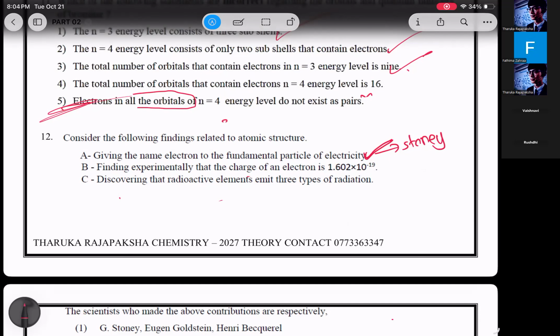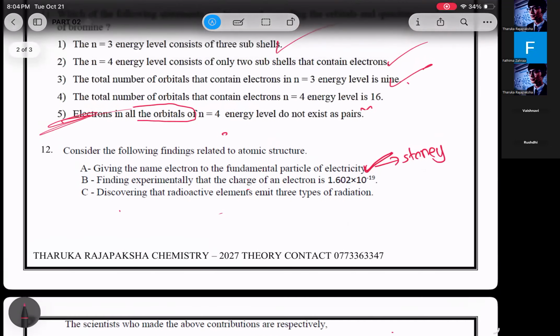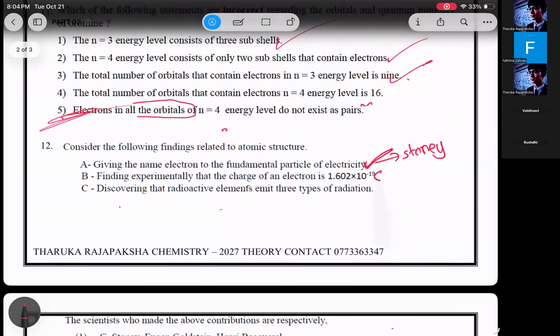Then B, finding experimentally that the charge of an electron is 1.60 times 10 to the power minus 19 coulomb. This was done by Millikan, right? Millikan's oil drop test.